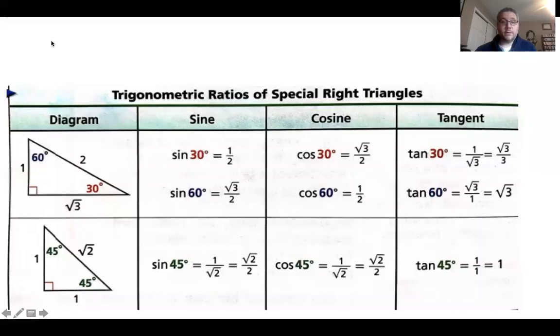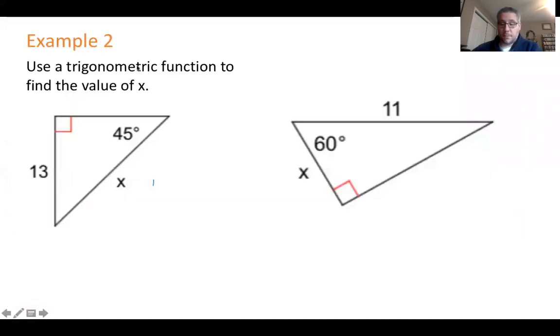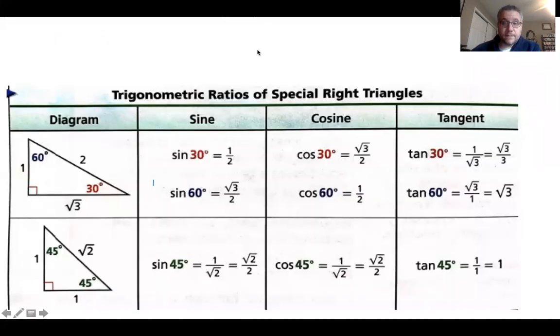Up next, we're going to do a quick review of special right triangles from geometry. And the first one we'll look at is our 30, 60, 90 triangle, which I appear to be having some trouble with my mouse here. So bear with me.